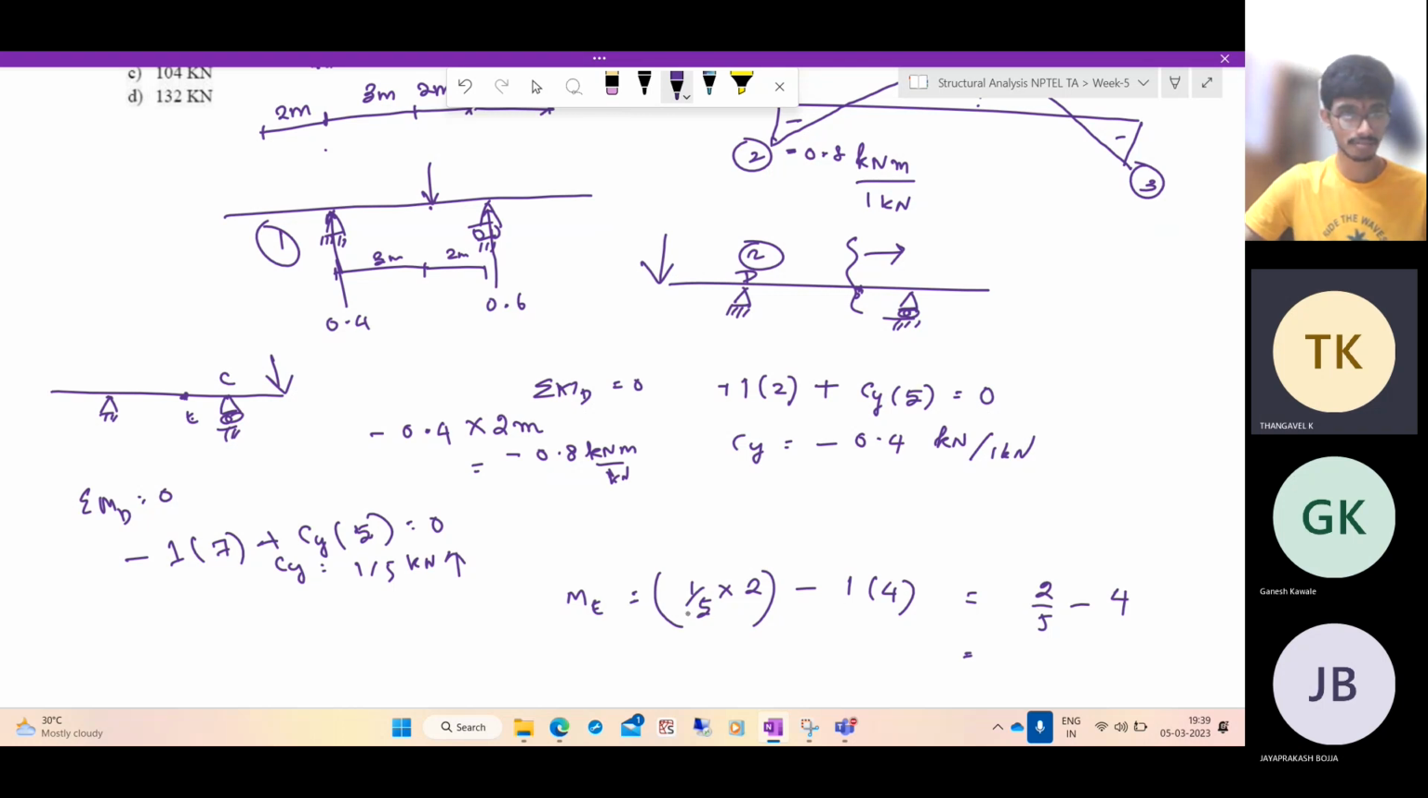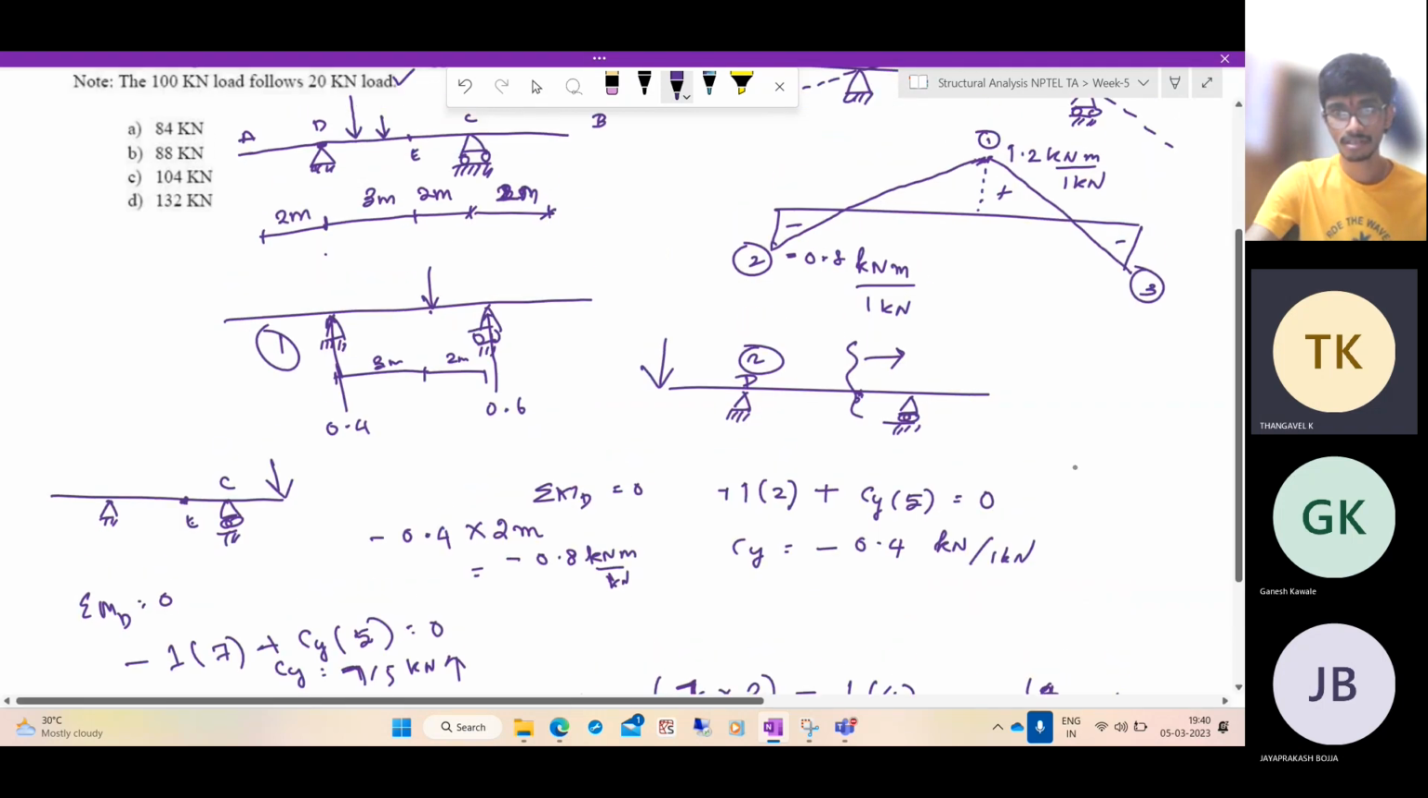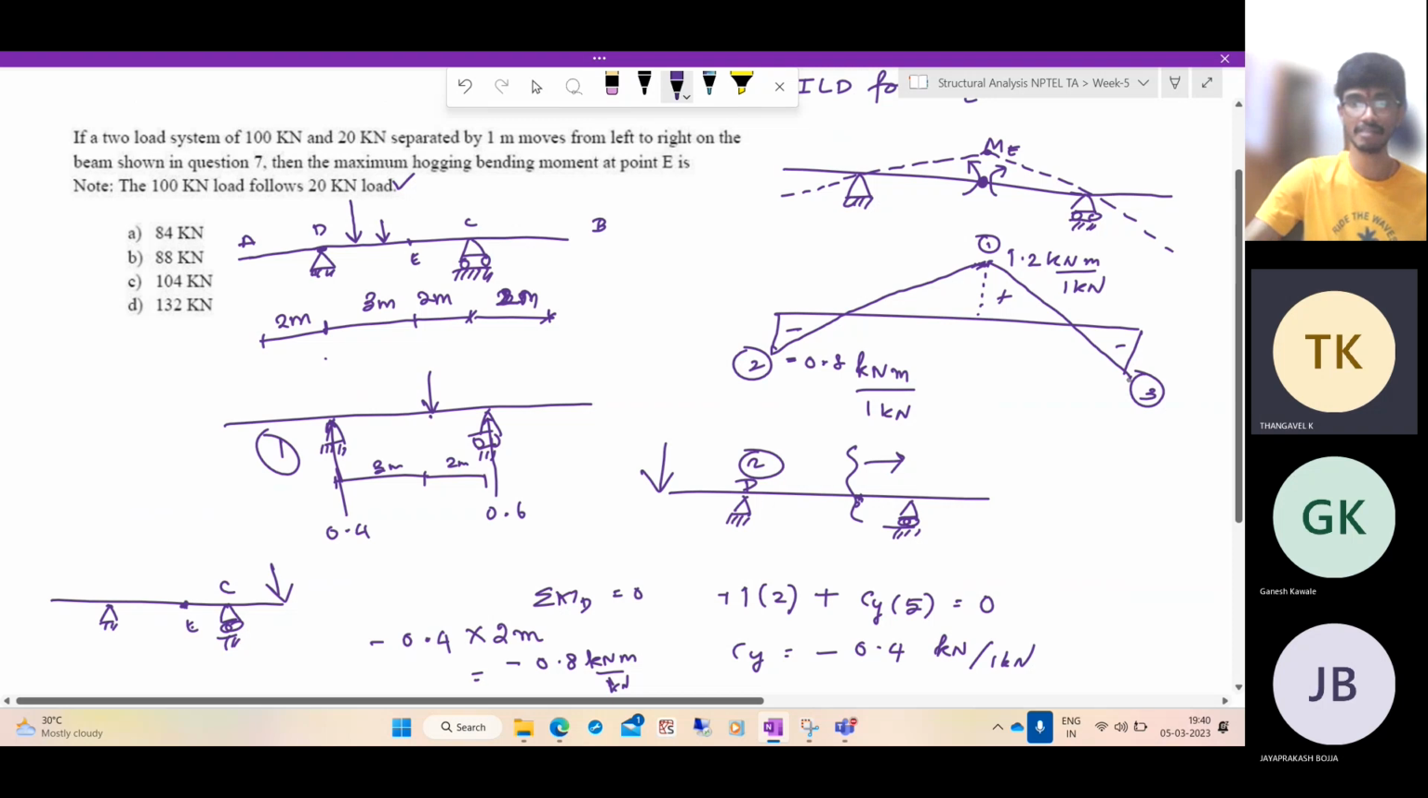Let me check this again. So if the load is acting at this point, you have Cy is equal to 7 by 5. Sorry, yeah, this is 7 by 5. Correct. Thank you for the correction. I made a mistake. So 7 by 5 acting at 2 minus this. So this is 14 by 5 minus 4, which is, 5 4s are 20, so it is minus 6 by 5. So at this point, it is minus 6 by 5, which is again minus 1.2.